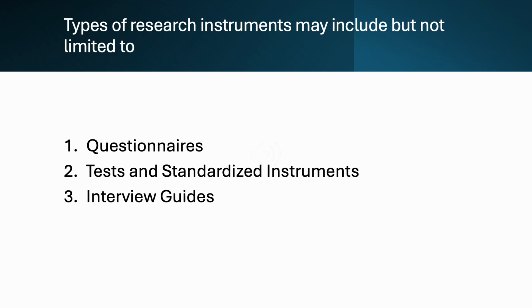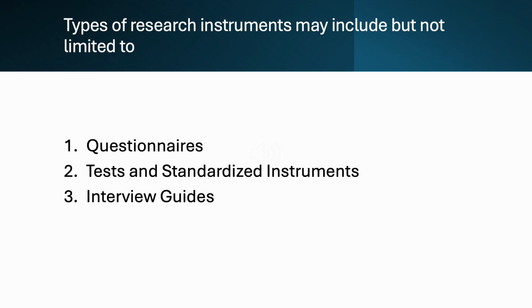First, questionnaires, structured sets of questions used to collect data from respondents. These can be closed-ended for quantitative studies or open-ended for qualitative research. Closed-ended questions require respondents to choose from predetermined options, such as, how satisfied are you with online learning, on a scale of 1 to 5. Open-ended questions allow participants to respond in their own words. For example, what difficulties have you encountered when learning online?